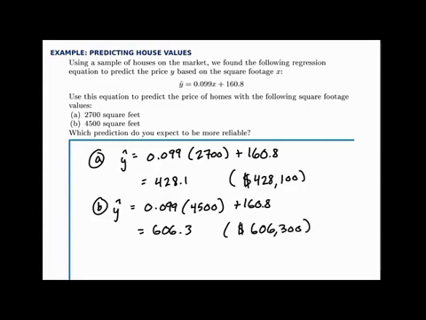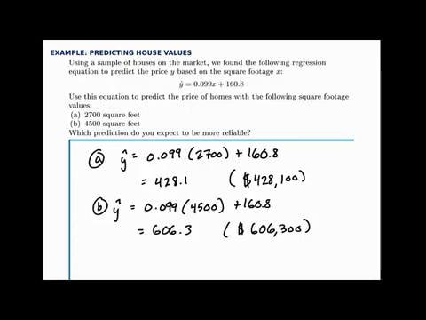Then the question asks, which prediction do you expect to be more reliable? Now for this, we'd really have to go back and look at the data, which we don't have in front of us. But if you go back in the textbook and look at the data, you'll notice that 2,700 square feet falls within the range of houses that we have data for, and 4,500 square feet does not. None of the houses in our data set are nearly as big as 4,500 square feet. So it turns out that the first one is more likely to be reliable without extra information, because we've seen houses that are similar to it in our data set.